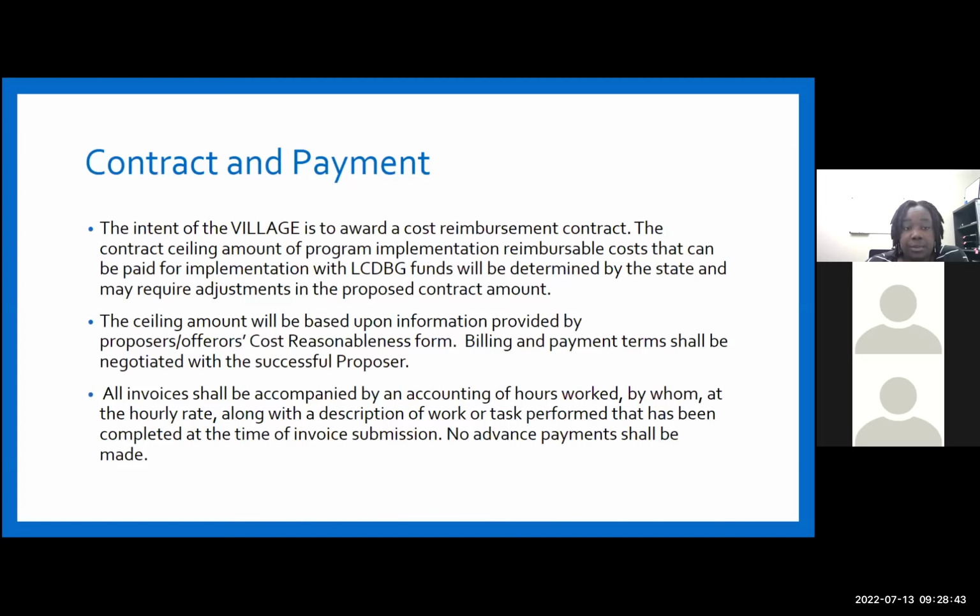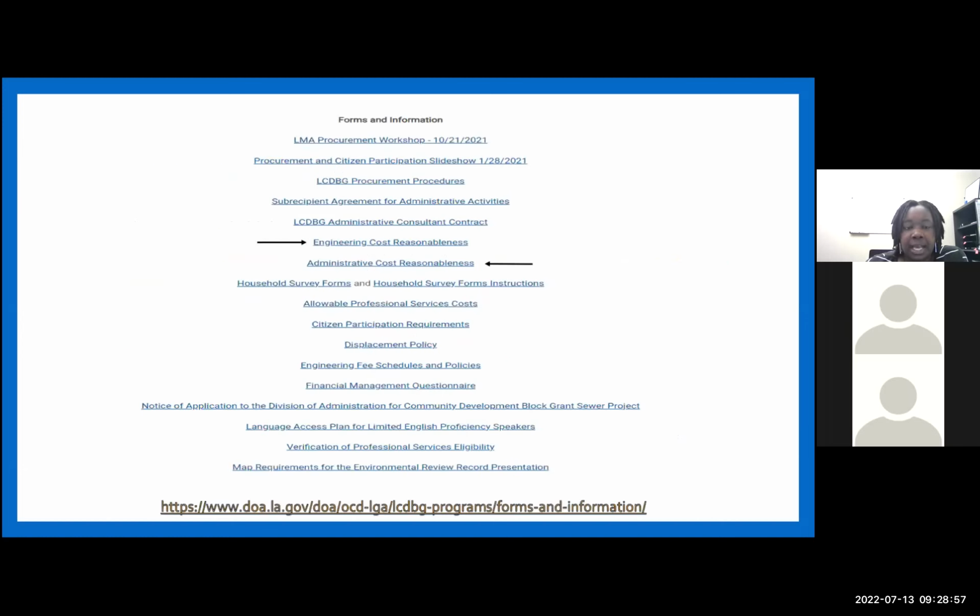Billing and payment terms shall be negotiated with the successful proposer. All invoices shall be accompanied by an accounting of hours worked, by whom, at the hourly rate, along with the description of work or task performed that has been completed at the time of invoice submission. No advance payment shall be made. And right here, this is an excerpt from our website. The link is below. Where the arrows are, you see our engineering cost reasonableness form and our administrative cost reasonableness form that you can use for your RFP and your RFQ.